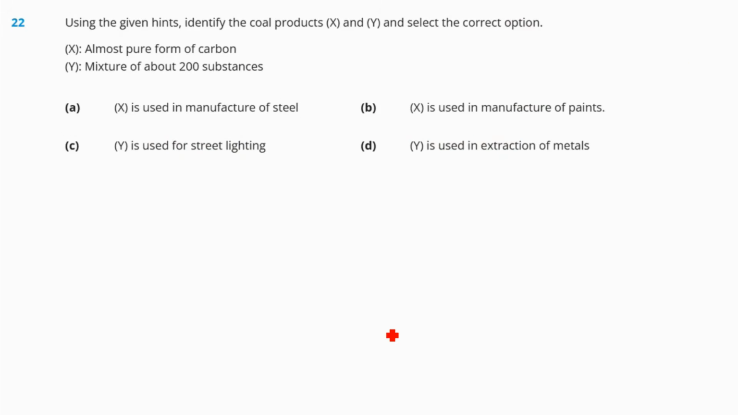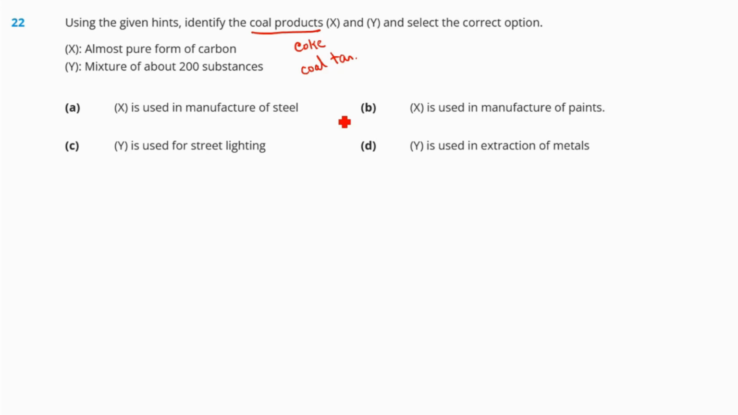Question number 22. Using the given hint, identify the coal products X and Y and select the correct option. Here X is almost pure form of carbon and Y is a mixture of about 200 substances. Both are coal products. So from here we can understand X can be coke and Y can be coal tar.